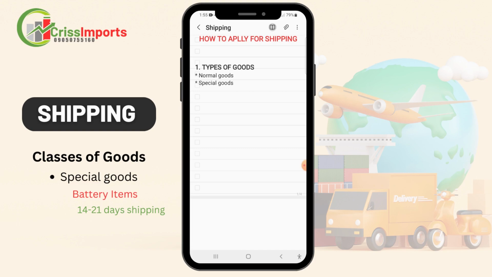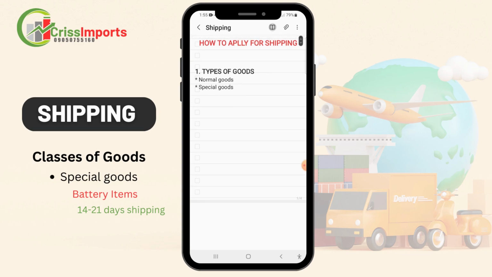It has to take up to 14 to 21 days before it arrives in your home country. All right. So that is it about special goods and normal goods. So before buying, you should know which goods you're buying.